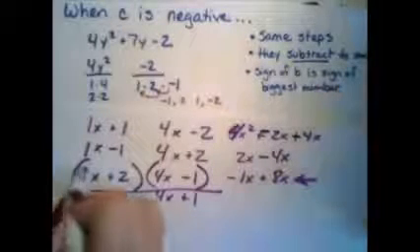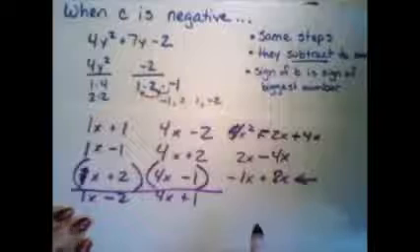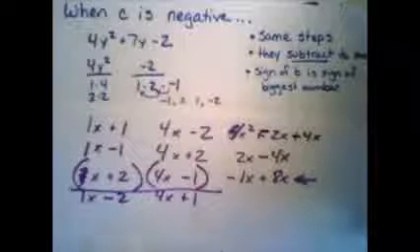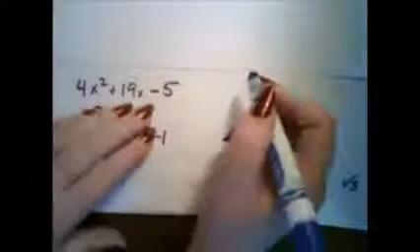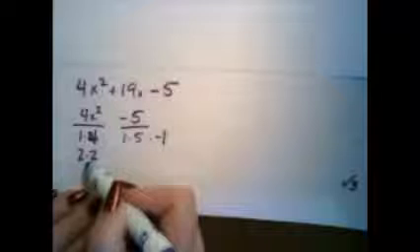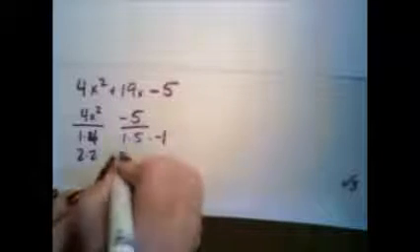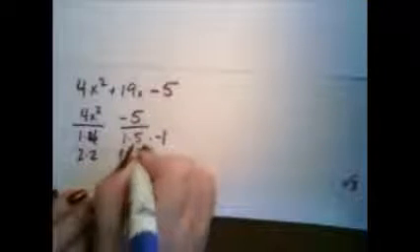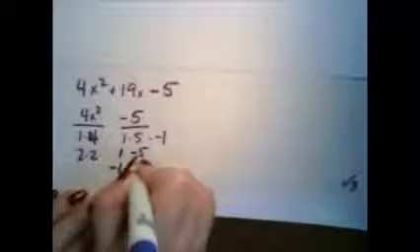1x plus 2, or just x plus 2, and 4x minus 1. And they're y's, so yeah, you get it. Our next sample, 4x squared plus 19x minus 5. So we've got 1 and 4, 2 and 2. We've got 1 and negative 5, and we've got negative 1 and 5.